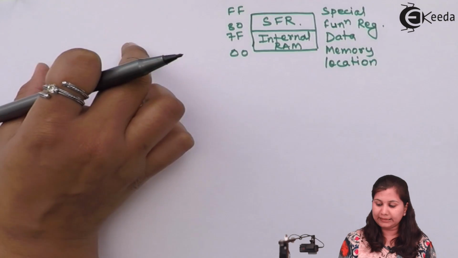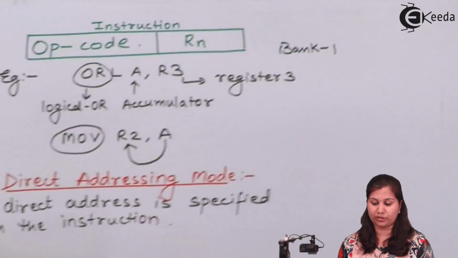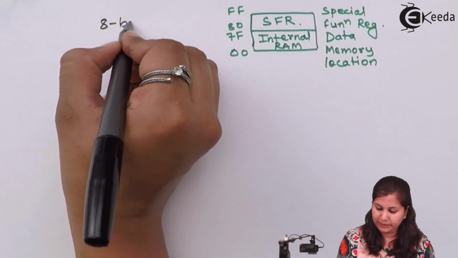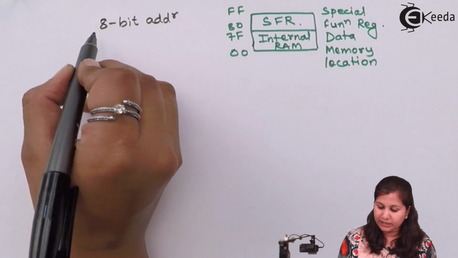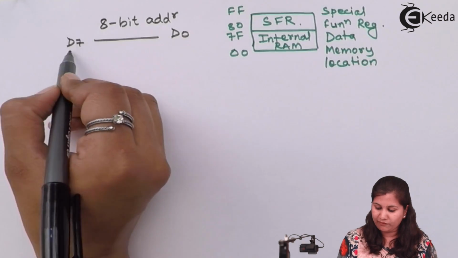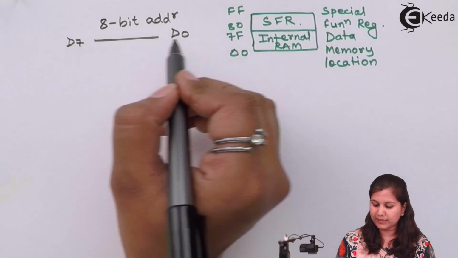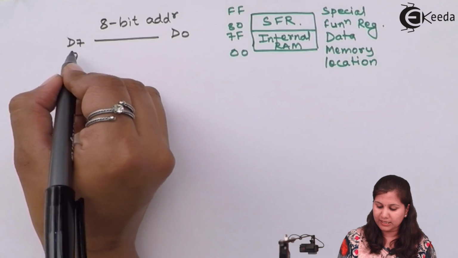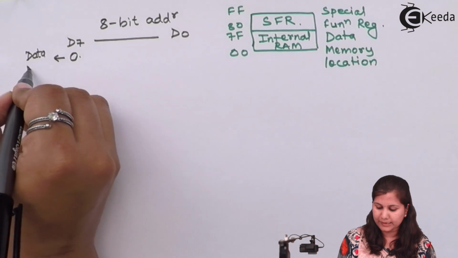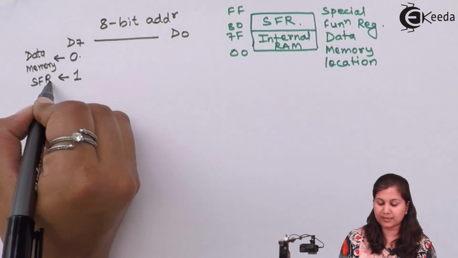Because in direct addressing mode we have to directly write the address in the instruction, that address will be in the range from 00 to FF, which means it will be an 8-bit address. In this 8-bit address we have the bits from D7 to D0. When the D7 bit is 0, like from 00 to 7F in this range, the most significant bit is always 0. So if the D7 bit is 0, then it will be in the data memory space, and if this bit is 1, then it will be in the special function registers space.